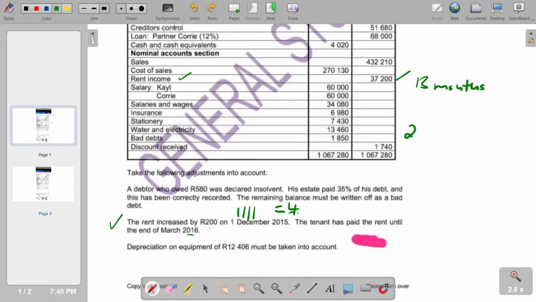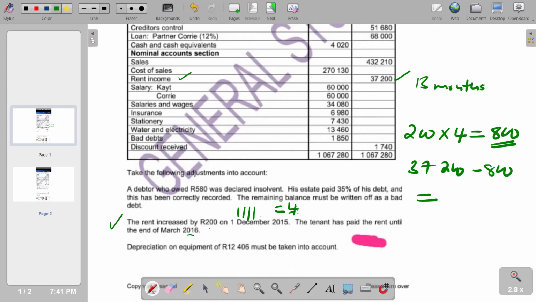So the total increase inside 37,200 is 200 times 4. If you multiply, you get 800. So 800 is the total increase for the 4 months inside 37,200. We remove it from 37,200 so that we remain with even rents, which are the same for all 13 months. So we say 37,200 minus 800 to arrive at the total rent income for 13 months that consists of the same amount.